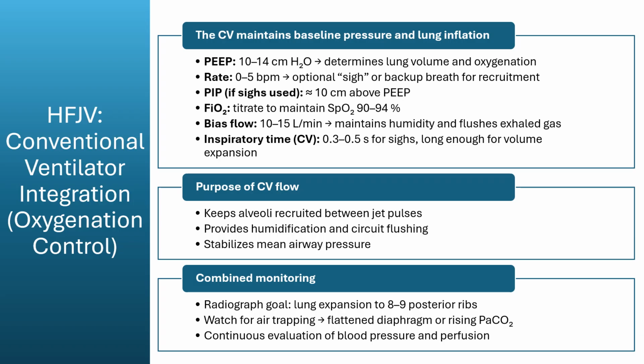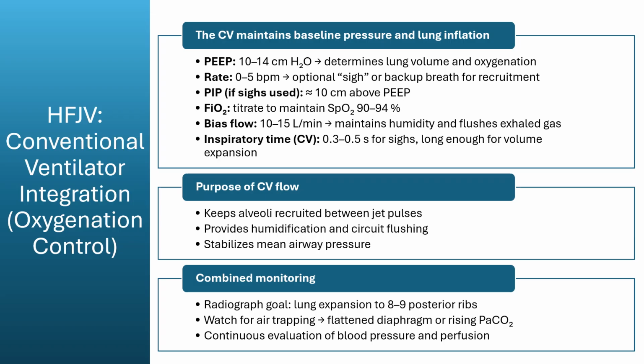Typical settings range from 10 to 14 centimeters of water, adjusted to maintain oxygen saturation with the lowest possible inspired oxygen concentration. Too little PEEP promotes de-recruitment and shunting, while excessive PEEP causes overdistension and air trapping. Changes should be gradual, followed by evaluation of chest expansion and oxygen requirement.